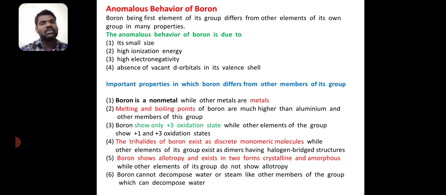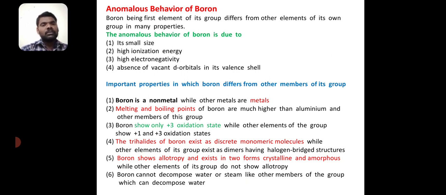Boron, being the first element of this group, differs from the other elements in its own group in many properties. The anomalous behavior of boron is due to its small size, high ionization energy, high electronegativity, and absence of vacant d orbitals in its valency. So these are the properties that show the anomalous behavior. The important properties in which boron differs from the other members of its group are as follows.